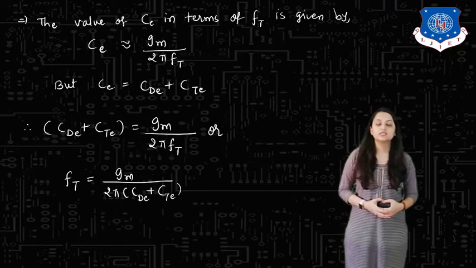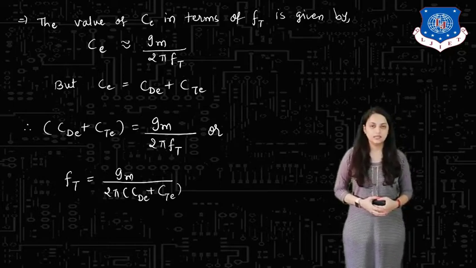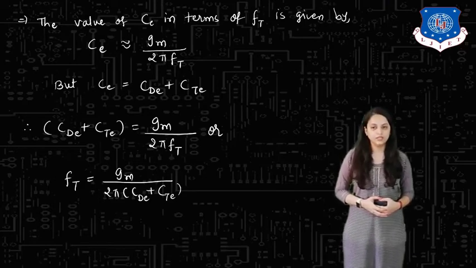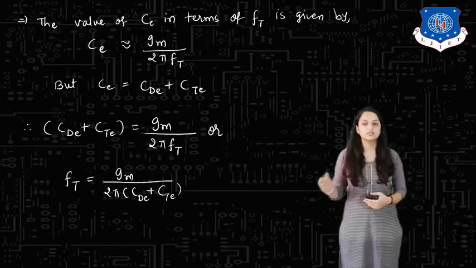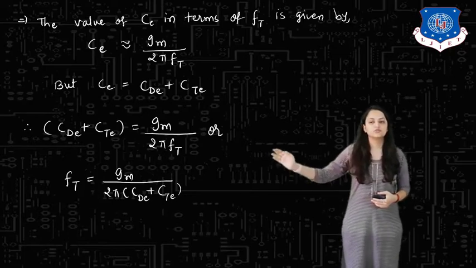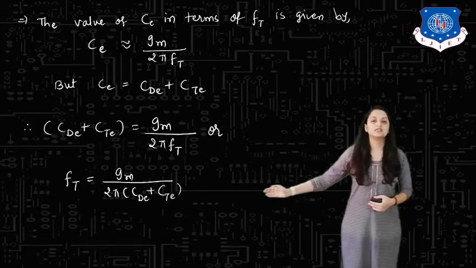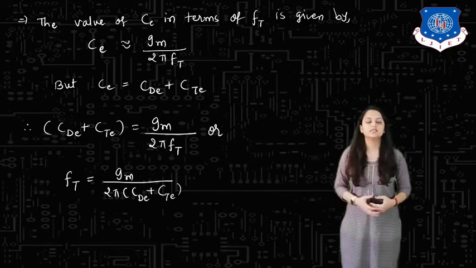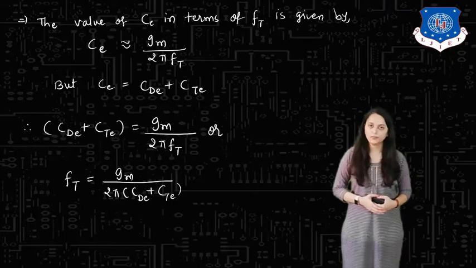Now the value of CE in terms of fT is given as CE almost equals gm divided by 2 pi fT. But CE, the emitter capacitance, is the addition of two capacitances, CDE plus CTE. So CDE plus CTE equals gm by 2 pi fT. Or if we make fT the subject, we get fT equals gm by 2 pi times CDE plus CTE, or else you can say 2 pi CE, that is the emitter capacitance. Okay.